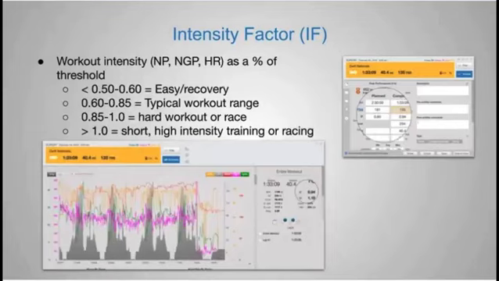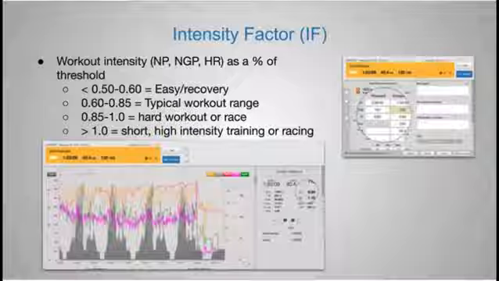Intensity factor is the workout's intensity as normalized power, normalized graded pace, or average heart rate compared to the athlete's threshold and expressed as a decimal or percent. Generally speaking, 50 to 60% of threshold or lower is a recovery workout, unless it's very long. Most endurance training falls in the range of 0.60 to 0.85. 0.85 to 1.0 is a hard workout or race, and anything over 1 is a high intensity, higher than threshold workout that is probably very short.